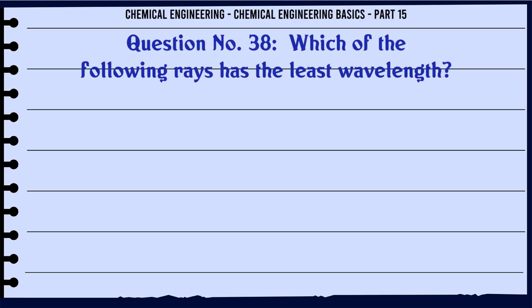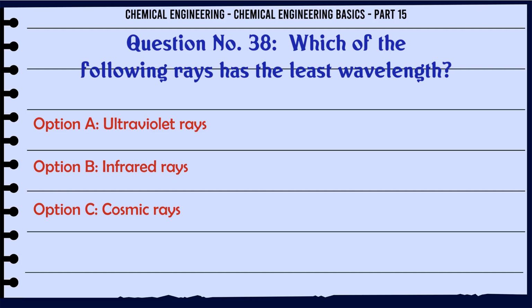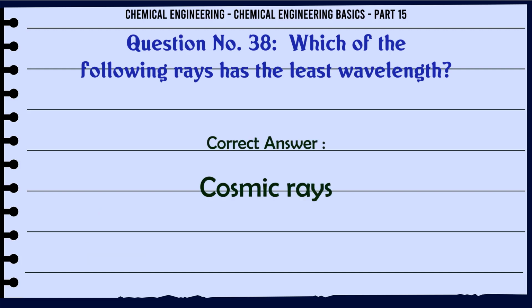Which of the following rays has the least wavelength? A. Ultraviolet rays. B. Infrared rays. C. Cosmic rays. D. X-rays. The correct answer is cosmic rays.